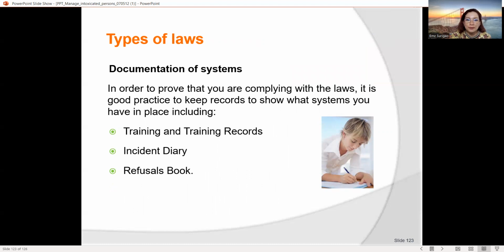Documentation of system. In order to prove that you're complying with the laws, it is good practice to keep records to show what systems you have in place, including staff training and training records, incident diary, and refusal books.